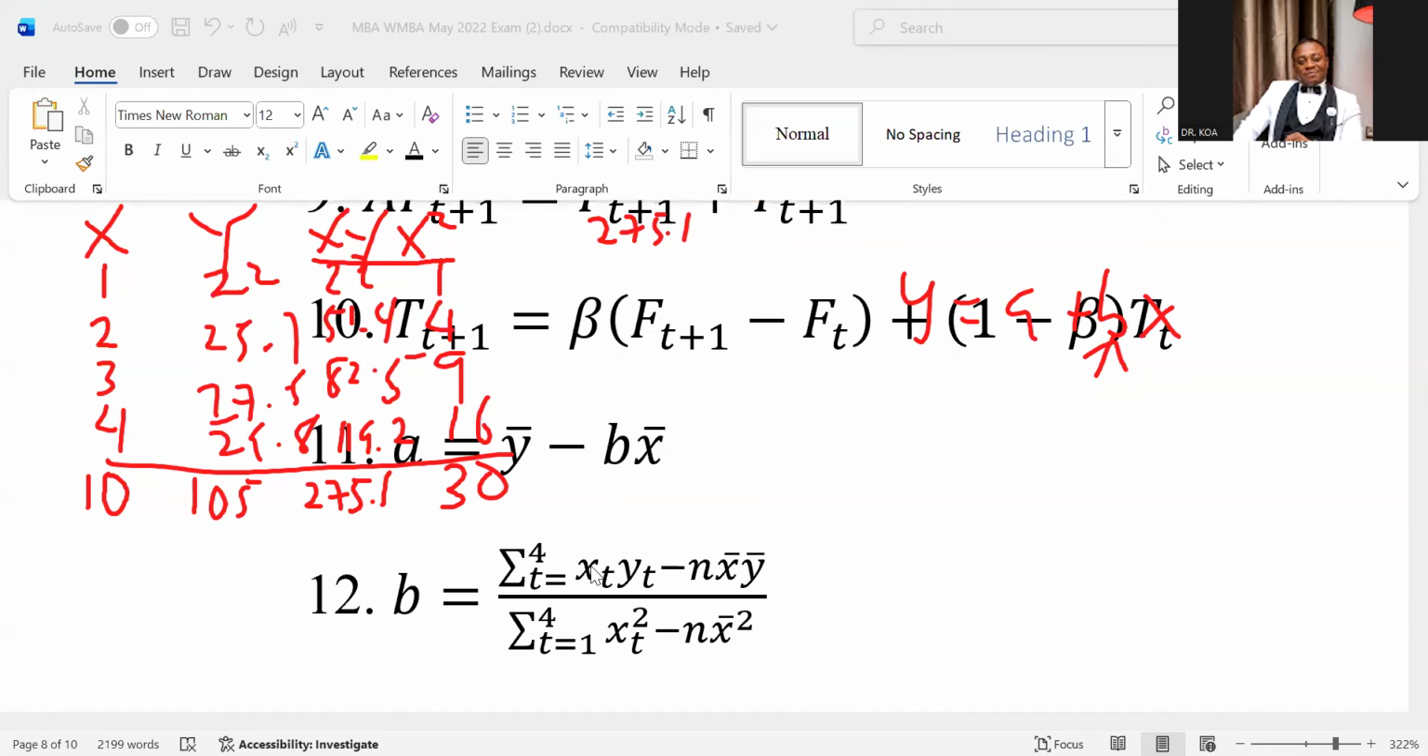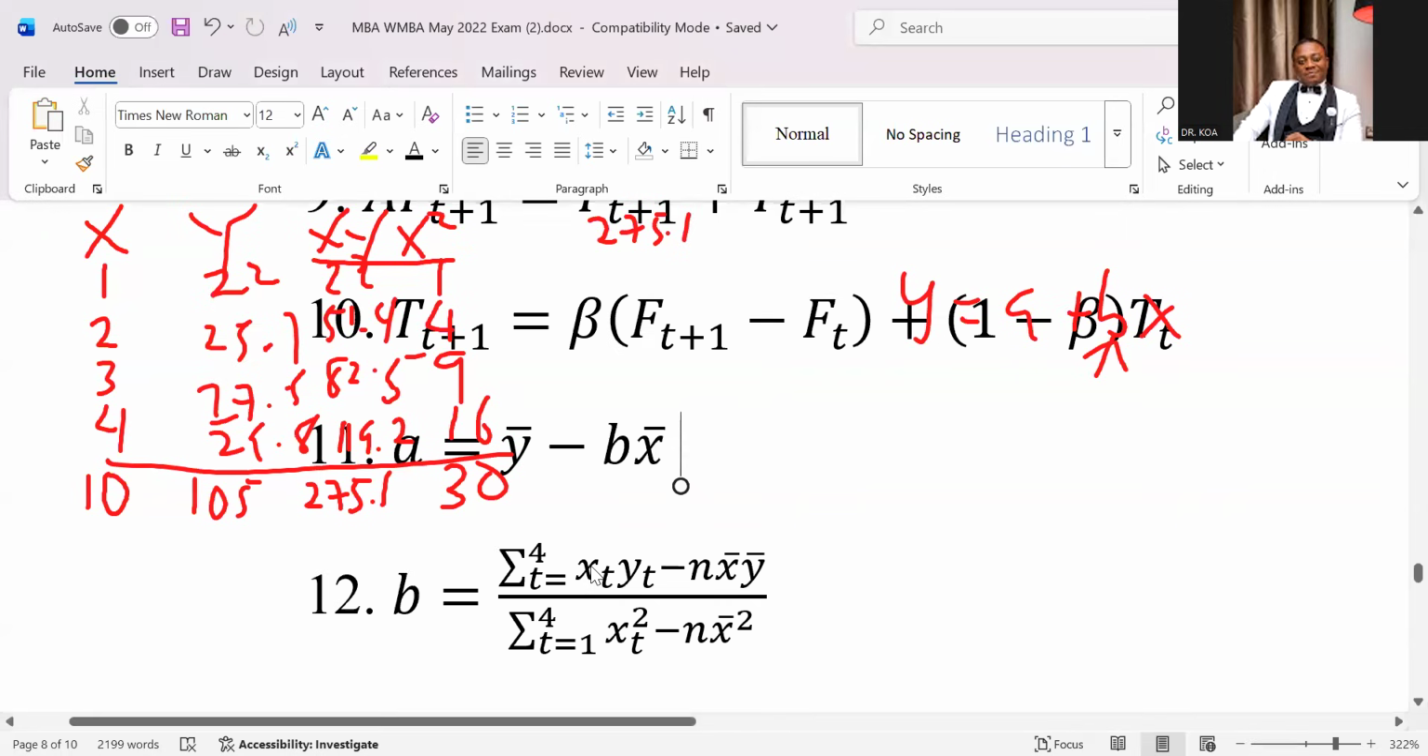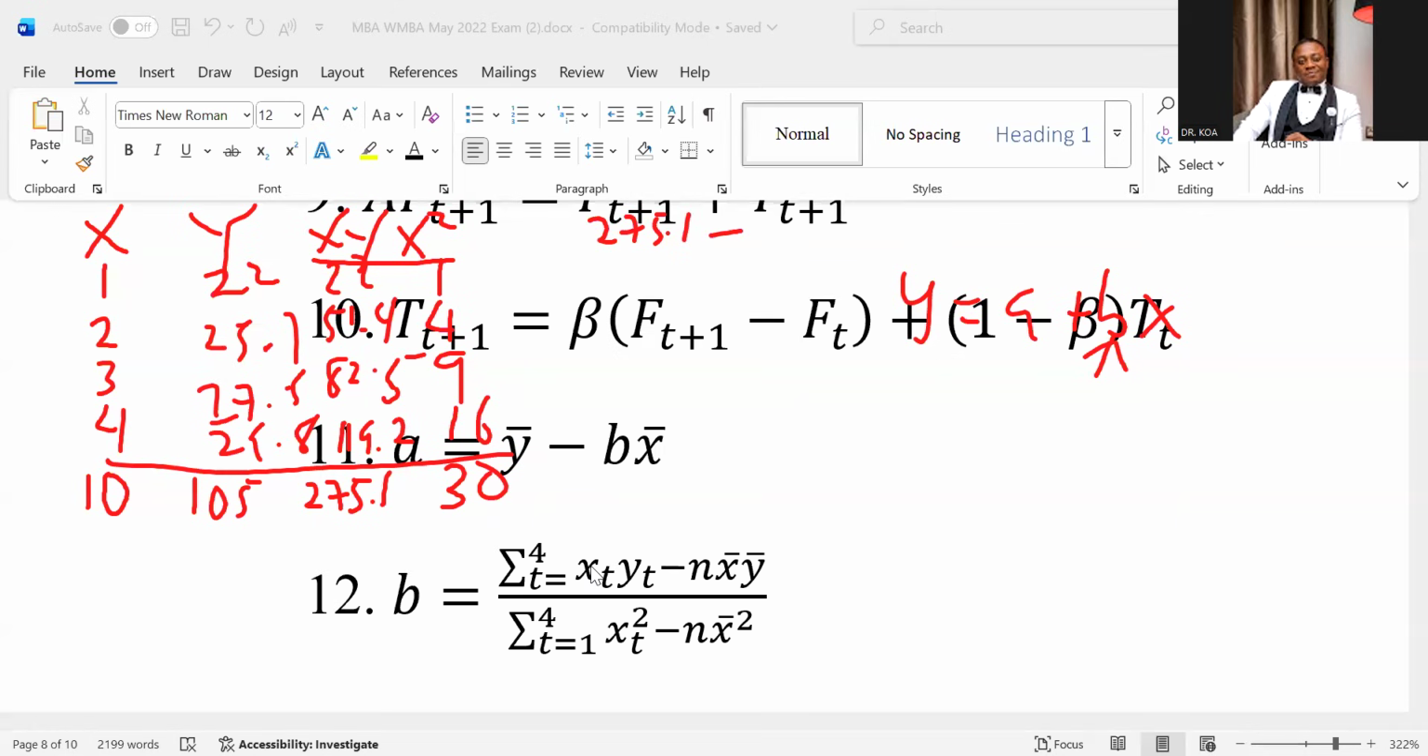Then if you check the formula carefully, the formula says there must be a minus n. So you do minus n. N is 4 into bracket x bar. X bar is the mean of the x. Oh, sorry. The 10 is the summation, not the mean.